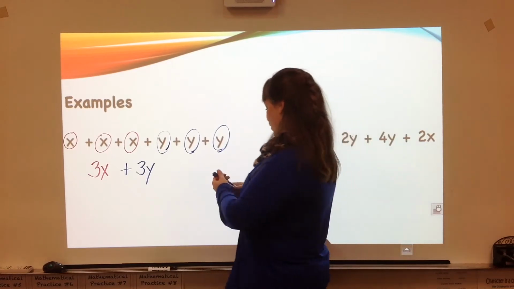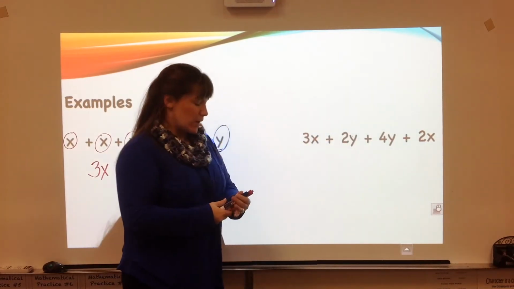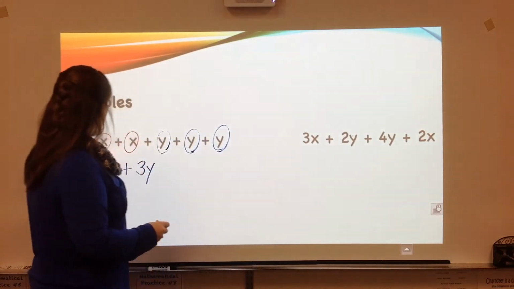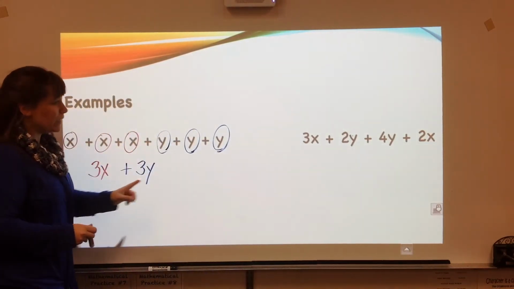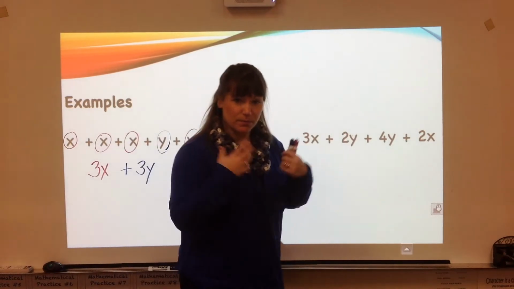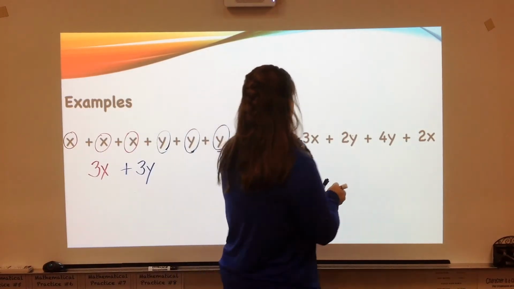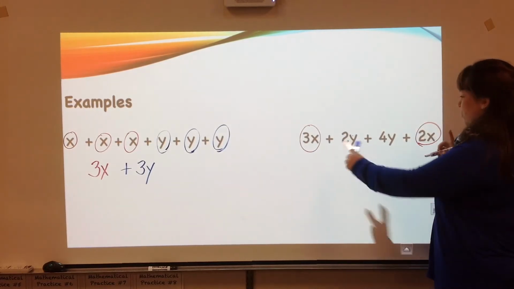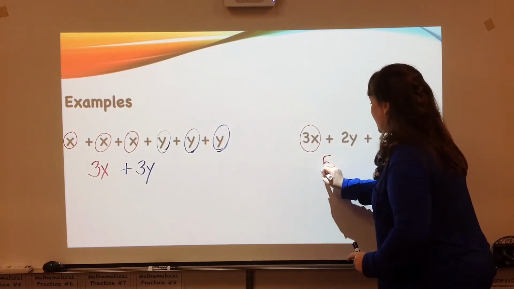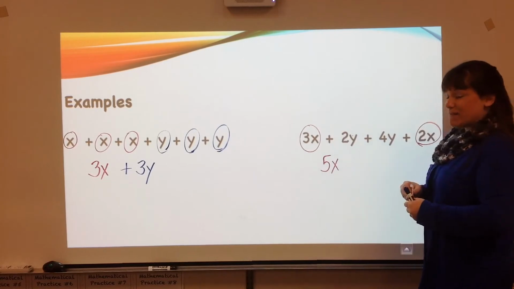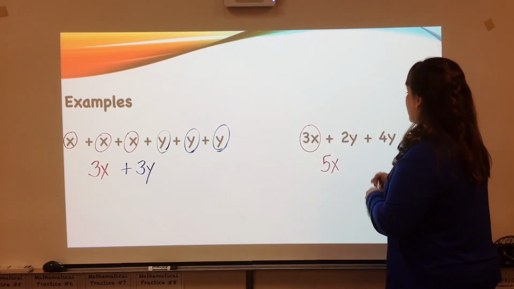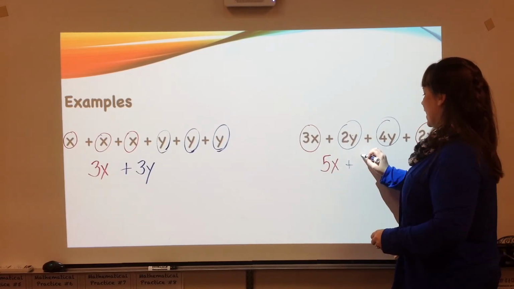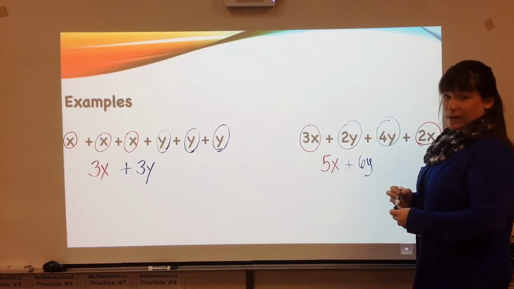Yay, a lot simpler. For this one, we have coefficients next to each number. Notice here we just added like the coefficient was 1. Here we have a coefficient bigger than 1. So I'm going to circle my x's in red. I have a 2 and a 3, so that, if I add the coefficients, is 5x. And then my y's, we have 2y and 4y. When I add that together, I get 6y.